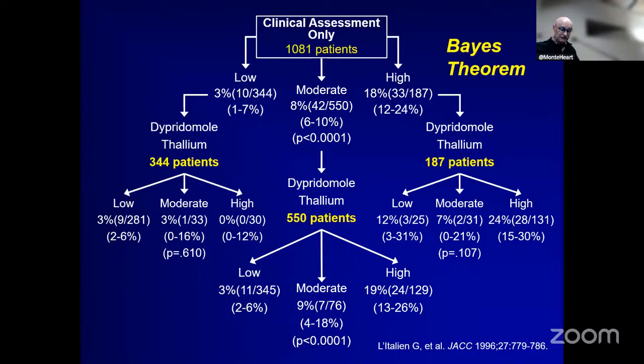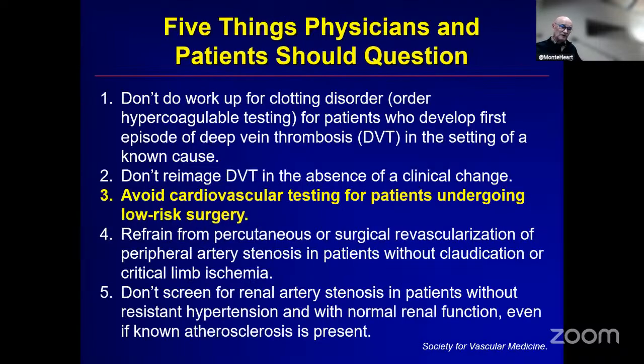Okay, so this is Reverend Bayes. His concepts are so important today. Every time we find a new test, we seem to have to relearn this. It drives me mental. So one of the 5 things physicians should do is avoid cardiovascular testing in patients having low risk surgery. We should stop doing so much testing.